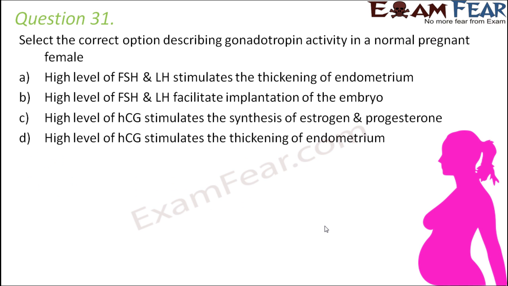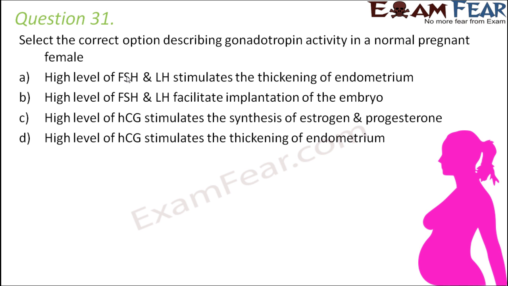Question number 31. Select the correct option describing gonadotropin activity in a normal pregnant female. High level of FSH and LH stimulates the thickening of endometrium. High level of FSH and LH facilitate implantation of the embryo. High level of HCG stimulates the synthesis of estrogen and progesterone. High level of HCG stimulates the thickening of endometrium.